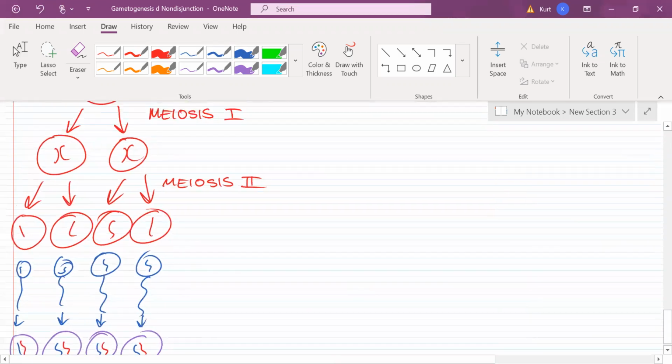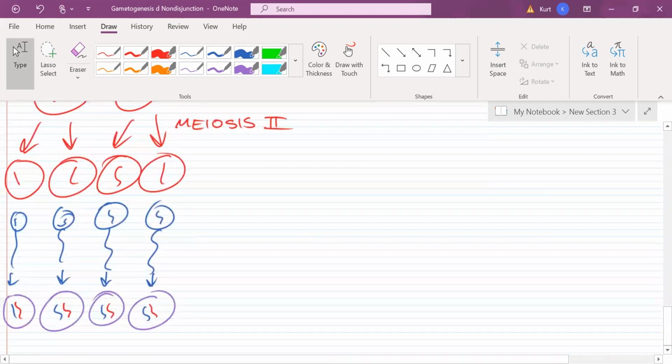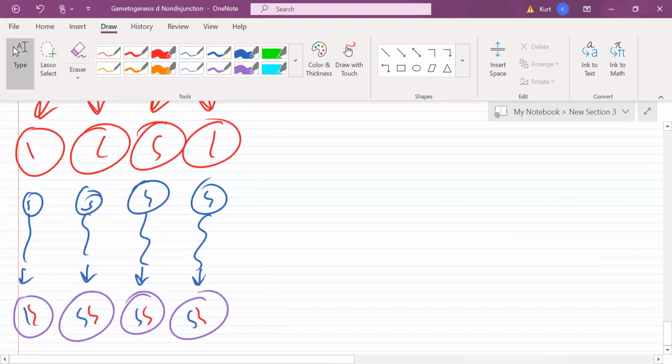But what we'll have to hold off on until Thursday is what happens when it doesn't go right. What happens when there's not a proper division. What happens when a zygote ends up with an extra chromosome or missing a chromosome. We will do that on Thursday.